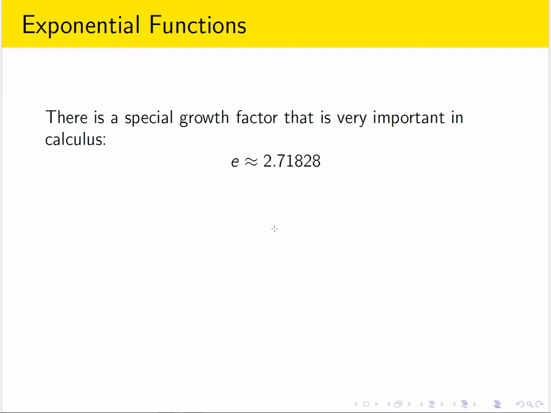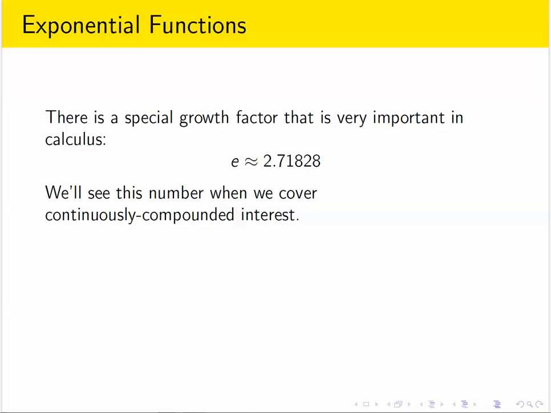It's kind of like pi, and also like pi, it has a decimal approximation that goes on forever and is non-repeating. So I can't write the whole decimal representation here. I can only write an approximation, so I've written the first 5 decimal places. e is approximately 2.71828, and it's very important, as I mentioned, in calculus, and we'll see it in this course when we cover continuously compounded interest later on.